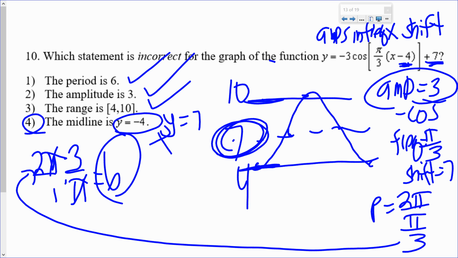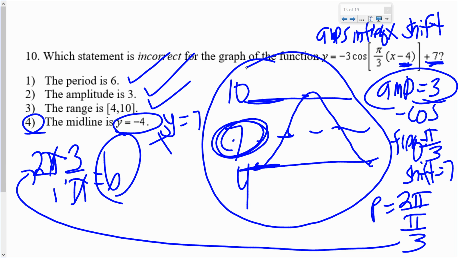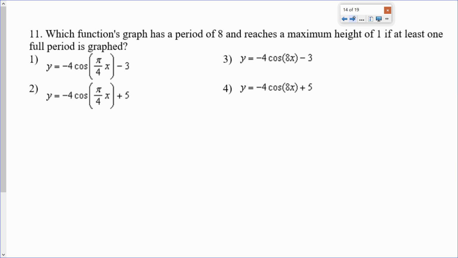Again, the key, just draw a little picture. Use your knowledge of trig graphs, of sinusoidal functions, and from here, this particular moment is pretty simple once you did that. Which function has a period of 8 and reaches a maximum height of 1 if at least one full period is graphed?